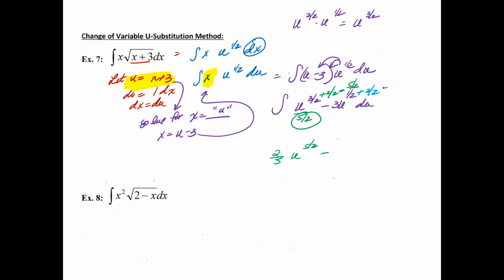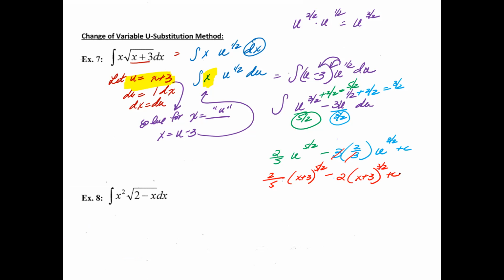plus 2/2, which is a 1. That gives you a 3/2, divided by 3/2. So you have a 3 times, flip this, 2/3 u to the 3/2 plus c. Replace the u: 2/5 (x plus 3) to the 5/2 minus 2 (x plus 3) to the 3/2 plus c. And that is your answer.